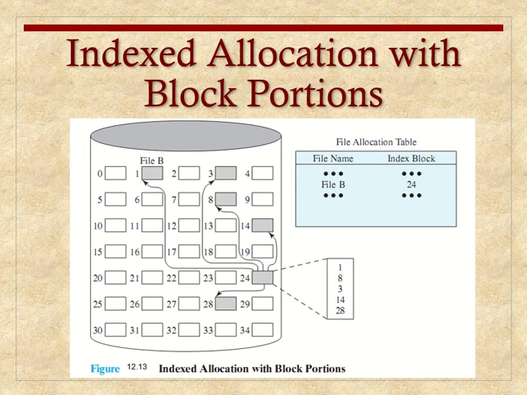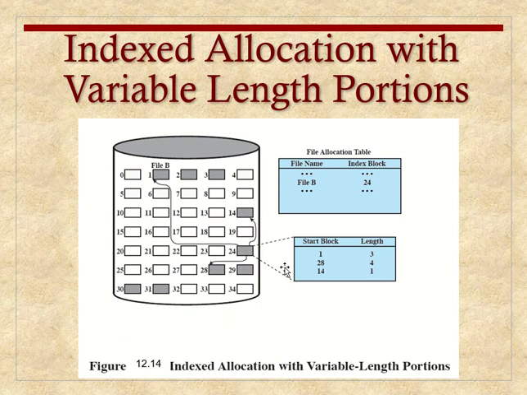Okay, for the index allocation, there are two types. One is with block portion, and the other is with variable length portion. So that's all for our final lecture.